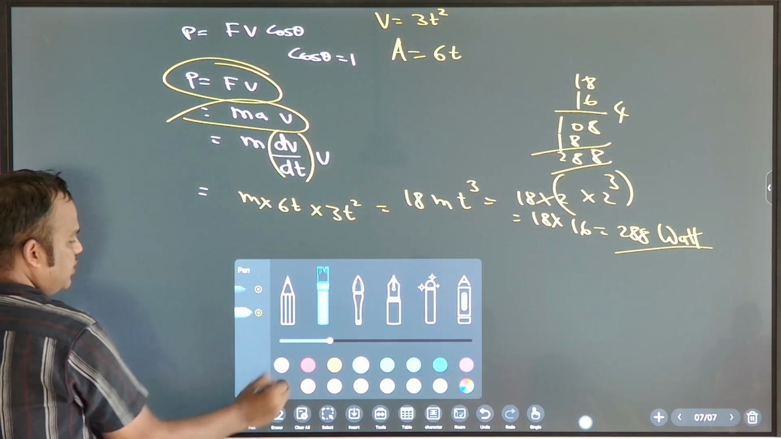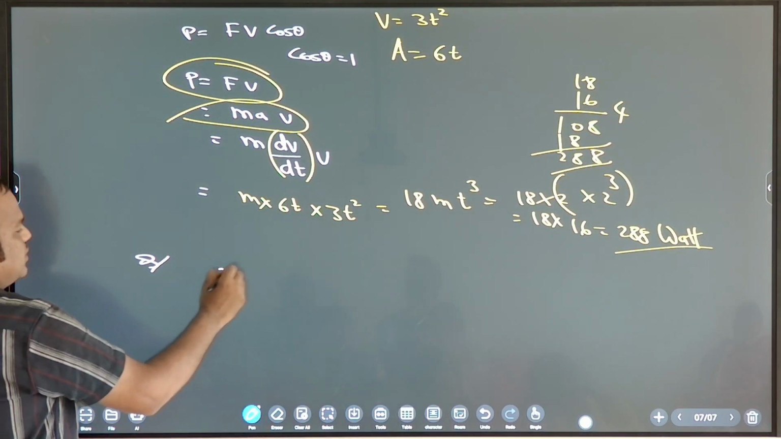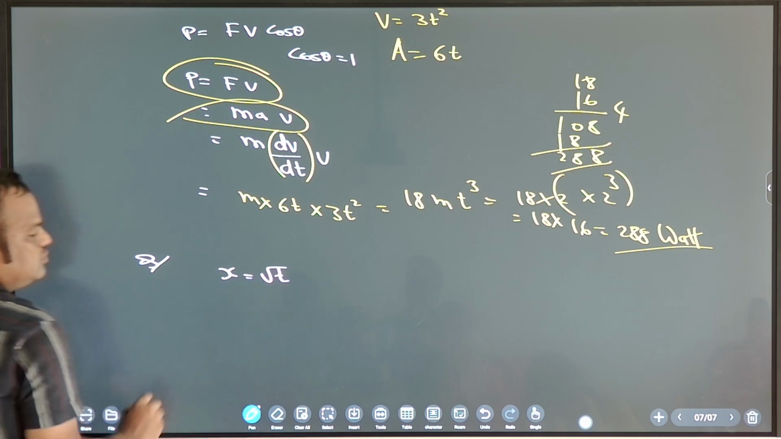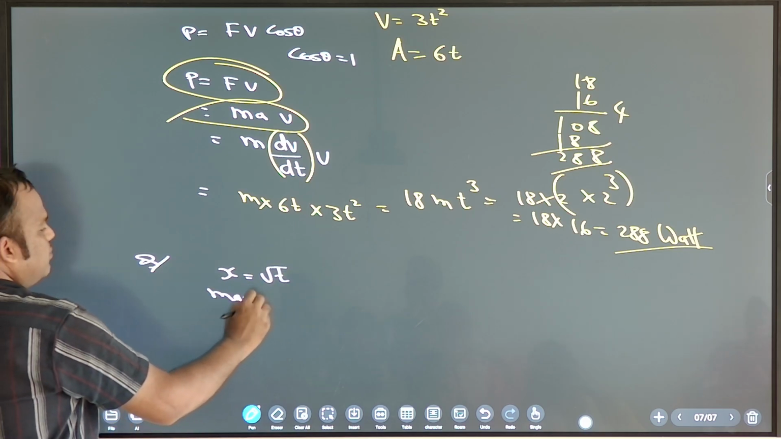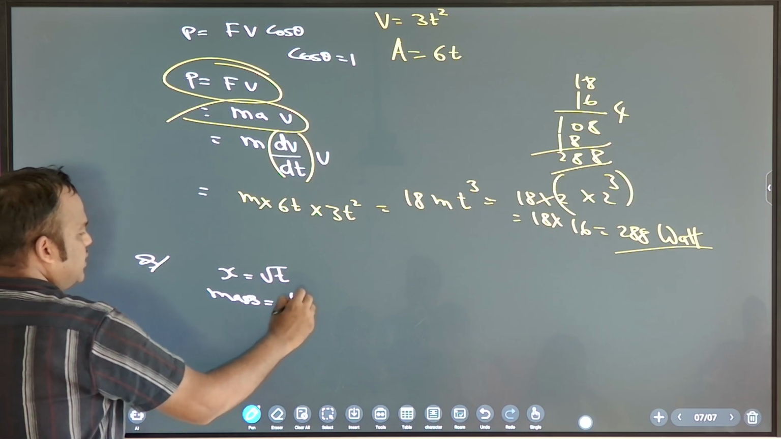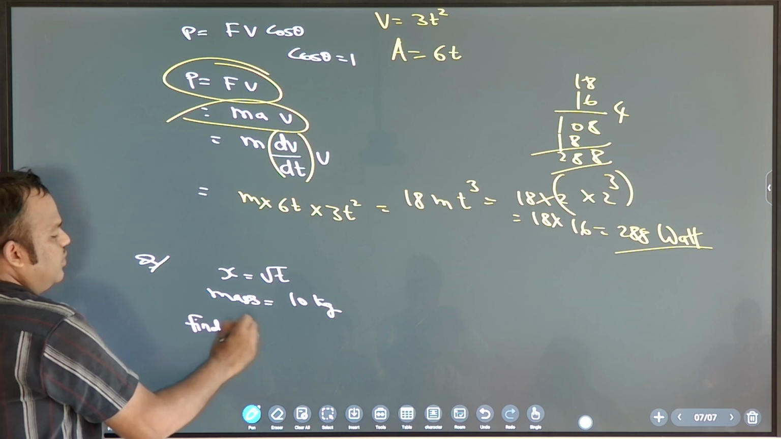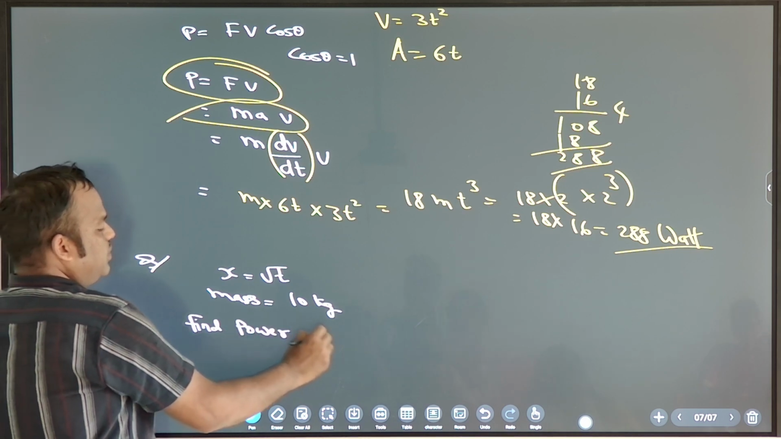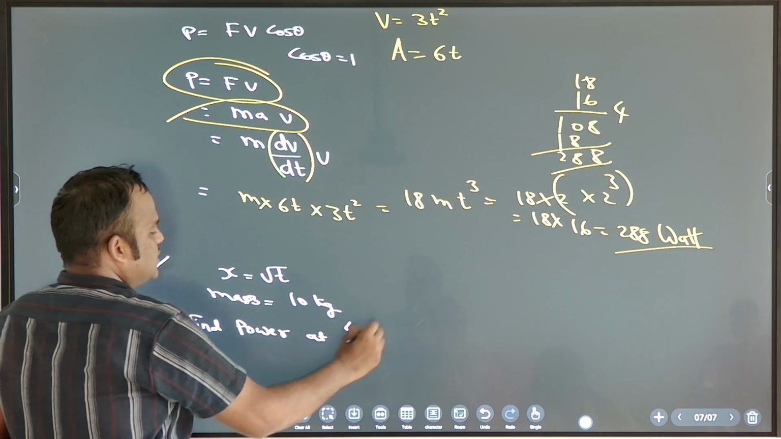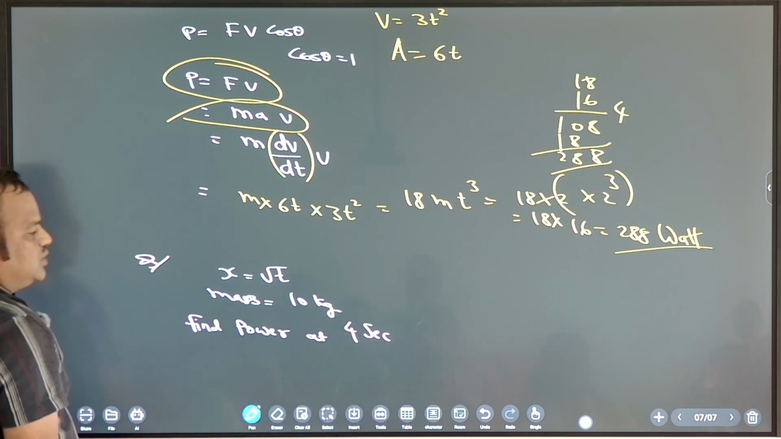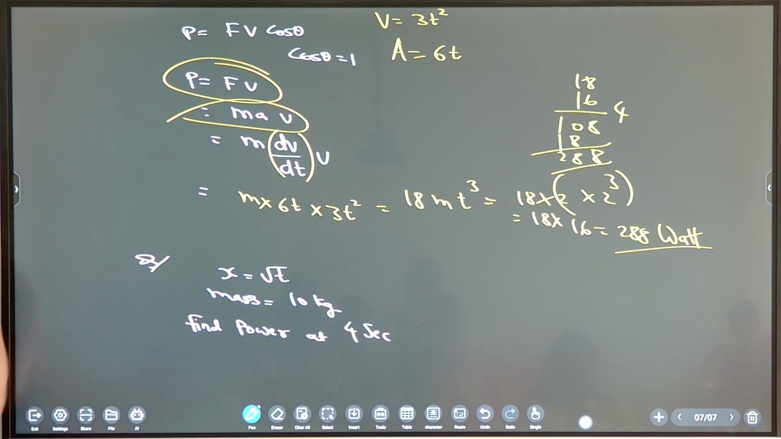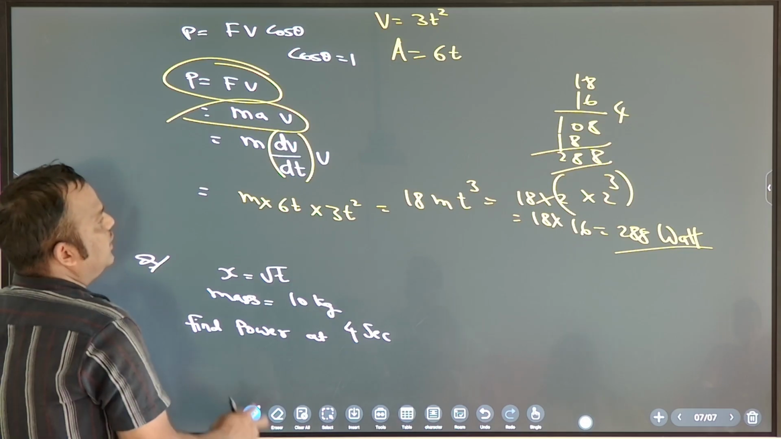Suppose I am giving x is equal to root t, mass is given as 10 kg, find the power at 4 seconds. Now you solve. Now x is equal to root t.